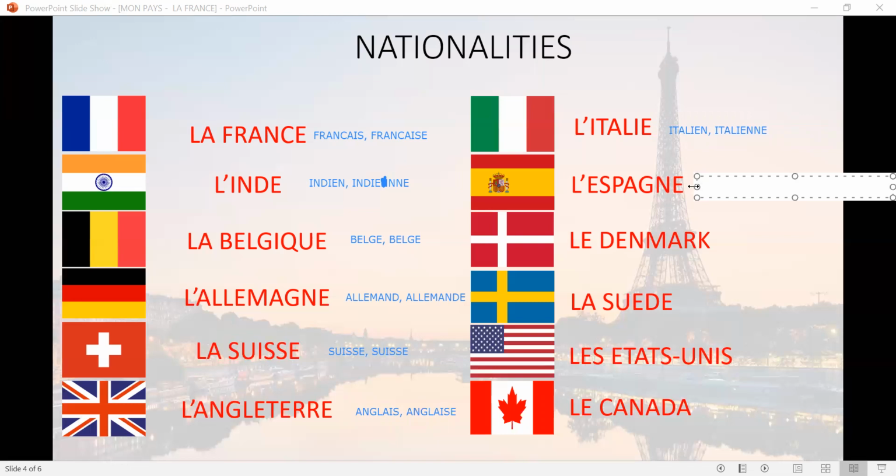The next word is L'Espagne, which is Spain. Spain has its nationality as Espagnol, Espagnol, and then in the feminine it's written as Espagnole. So here we have the difference: we have added E in the Espagnol. Now let's go to Le Danemark, meaning Denmark. So it is Danois, and in the feminine it is written as Danoise. So it is the same, but E is added in the feminine.